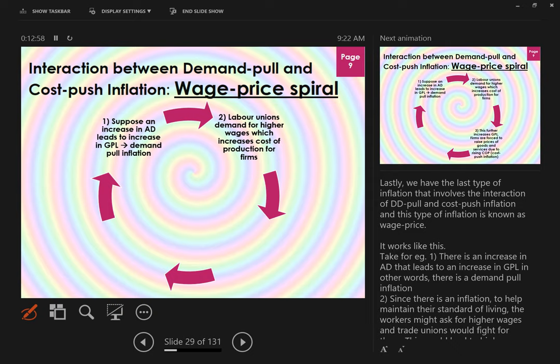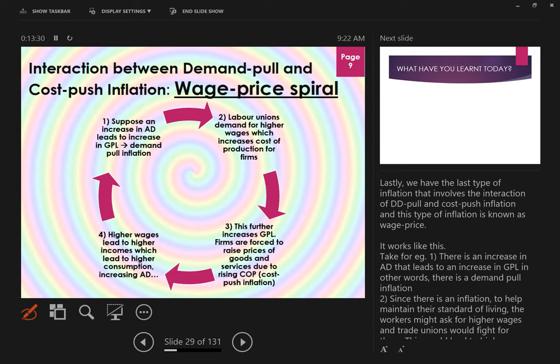Because of this, your labor union may then start to demand higher wages. When they demand higher wages, this would increase the cost of production for your firm. This increase in cost of production will further increase your GPL, remember, your cost push inflation, because firms are then forced to raise the prices of their goods and services due to rising COP. Higher wages lead to higher income, which leads to higher consumption. This higher consumption will increase your AD. So this will go on in a spiral. That's why it's termed as a wage price spiral.